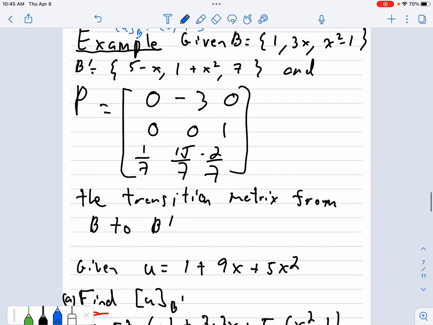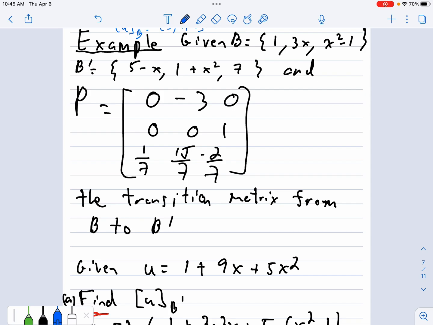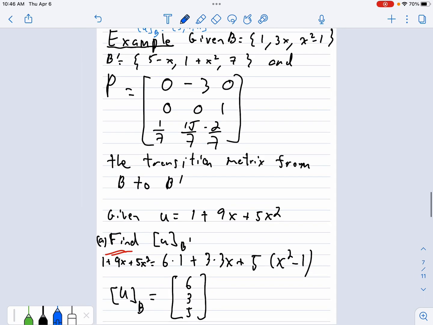So let's go with this example, and I'm grabbing the same bases that I used in the last video. B is 1, 3x, x squared minus 1, and B prime is 5 minus x, 1 plus x squared, 7. And your transition matrix is that. Again, that's the transition matrix from B to B prime. Here's the question. Given u is 1 plus 9x plus 5x squared, find u_B prime.